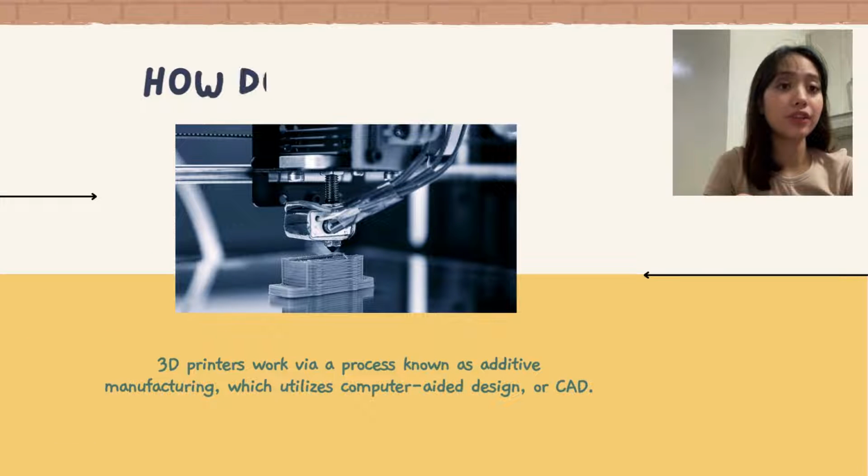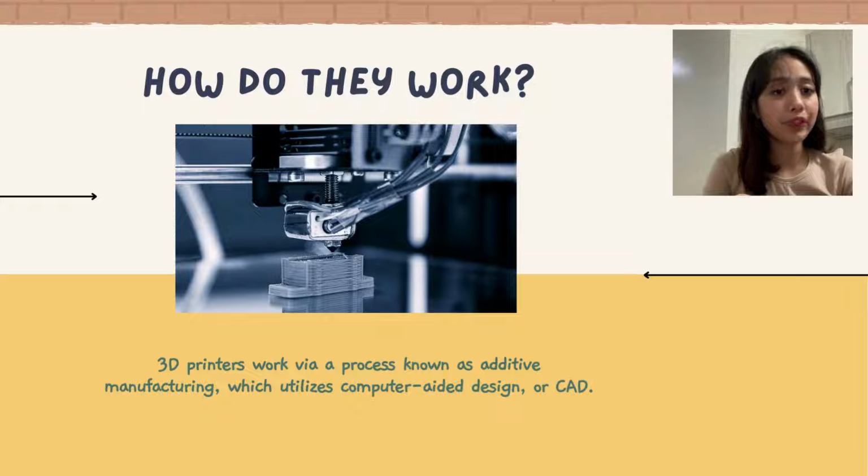Now, let's delve into how 3D printers work. 3D printers work via a process known as additive manufacturing, which uses computer-aided design, or CAD. It is a technical way of explaining that a 3D printer builds an item layer by layer using computer software. While each 3D printer is slightly different, the general idea is to design the object you want to print on a computer first. When you use a 3D printer to produce your product, it comes out in slices. From the bottom up, each little layer adheres to create a single item.